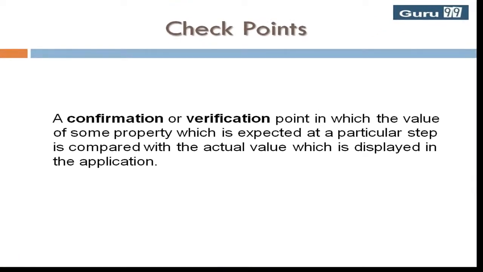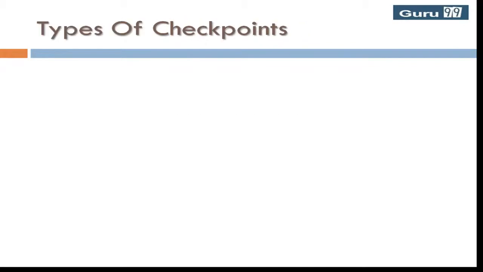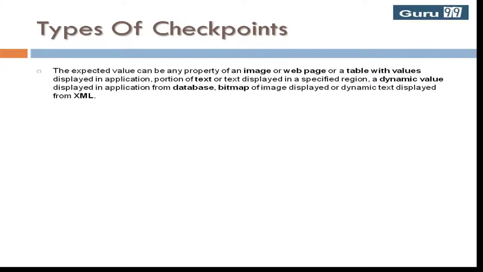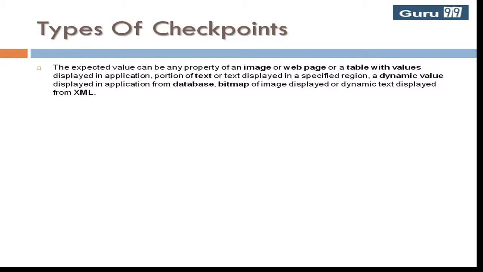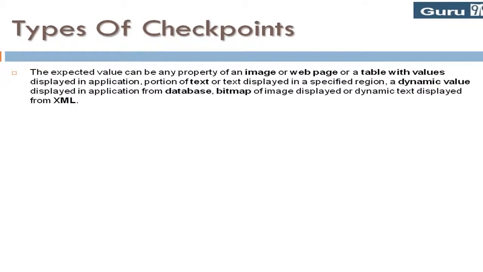A checkpoint is a confirmation or verification point in which the value of some property which is expected at a particular step is compared with the actual value which is displayed in the application. The expected value can be any property of an image or web page or a table with values displayed in application, portion of text or text displayed in a specific region, a dynamic value displayed in application from database, bitmap of image displayed or dynamic text displayed from XML.